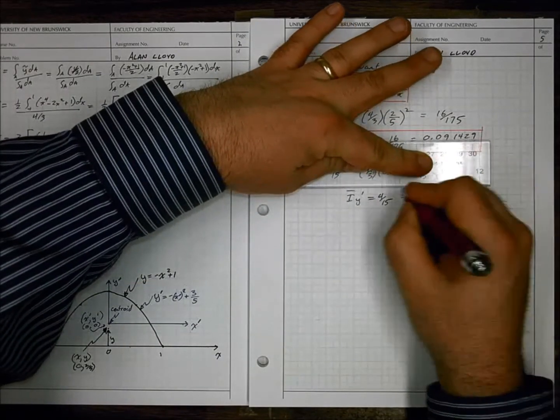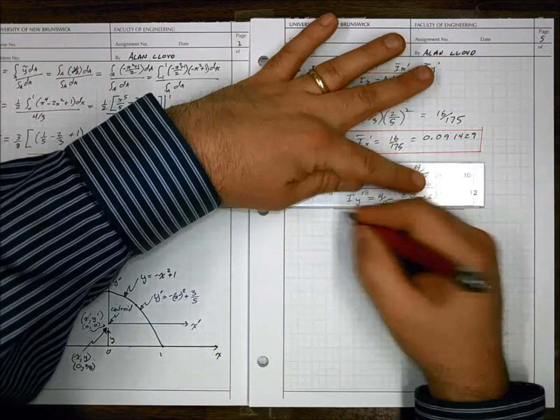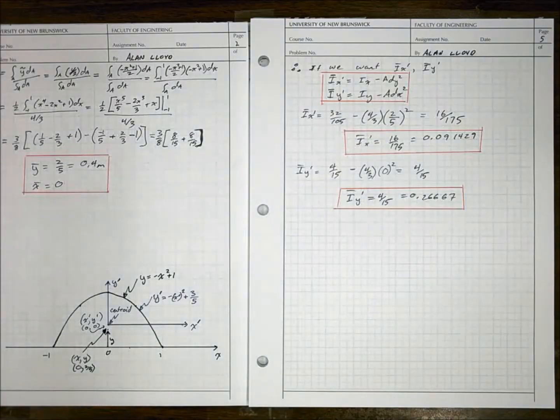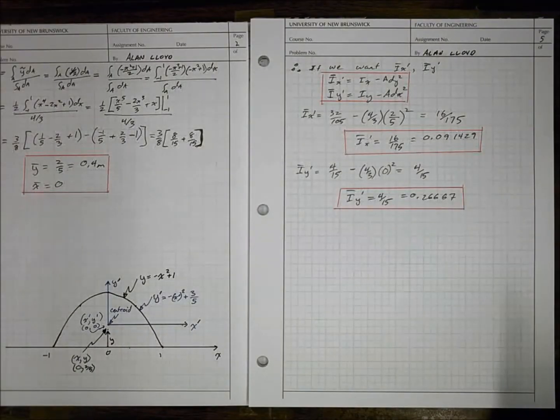And the units for these, well, they're unitless. I didn't make any units in the problem, but if this was in millimeters, they would be in units of millimeters to the fourth. If it was in inches, they'd be in units of inches to the fourth power of length.